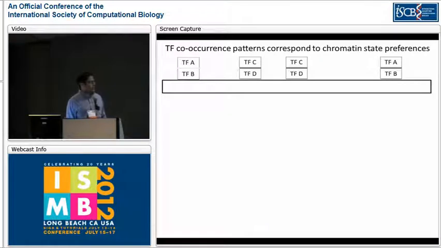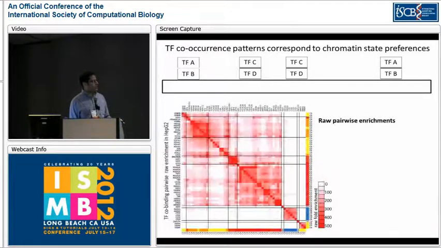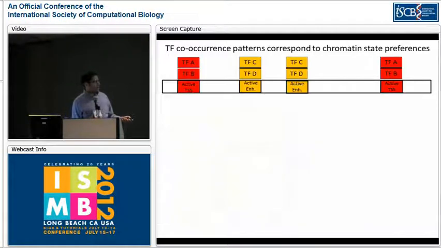So another way the chromatin state is useful in interpreting transcription factor binding is considering the co-occurrence patterns of transcription factors. So if you look at where pairs of transcription factors bind, there tends to be a lot of co-binding and a lot of structure to this data appears. But when you put it in the perspective of the chromatin states, it turns out that a lot of this transcription factor binding could potentially be explained by a shared chromatin state preference.